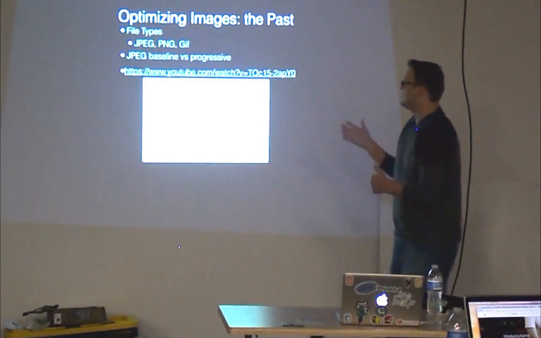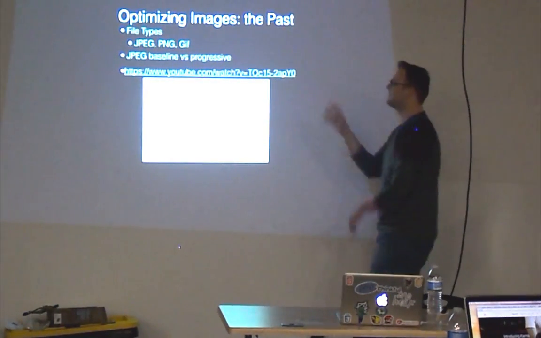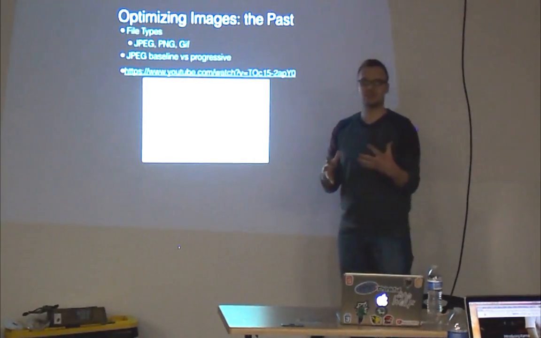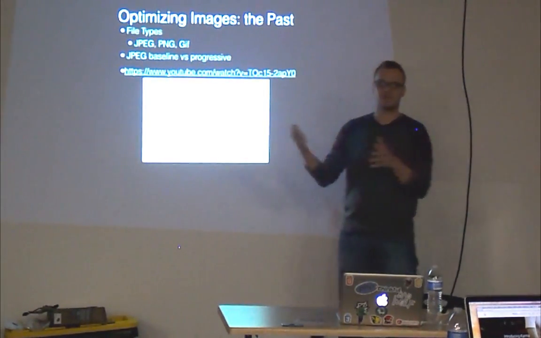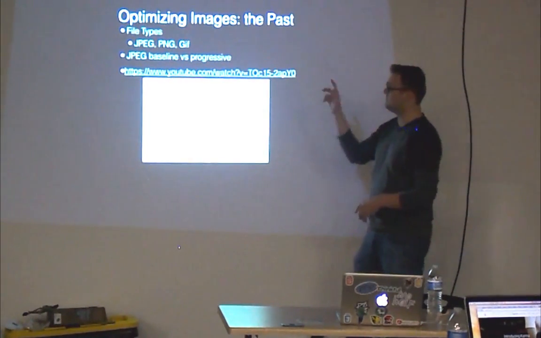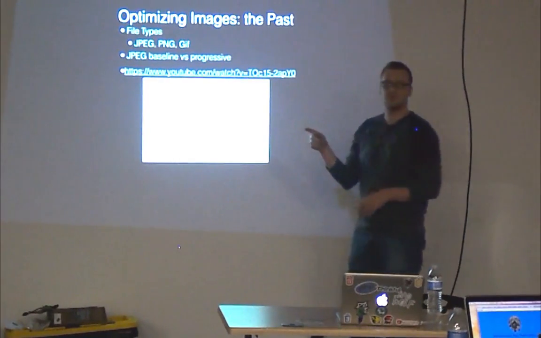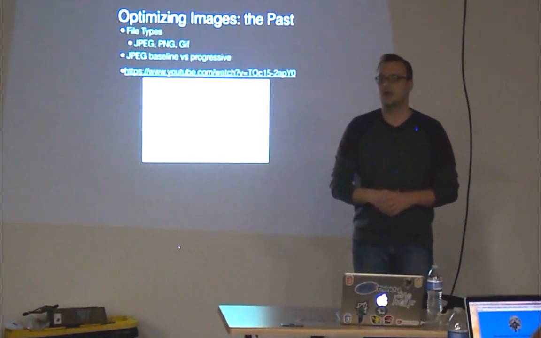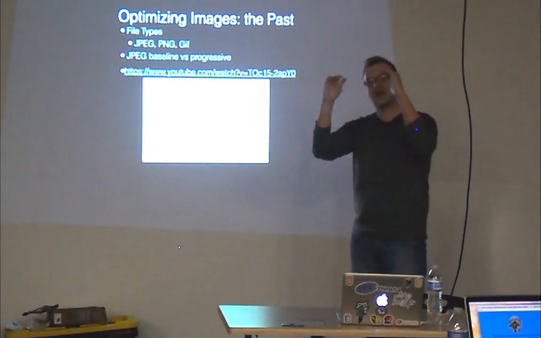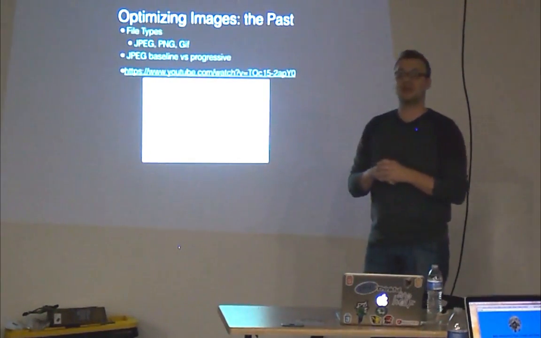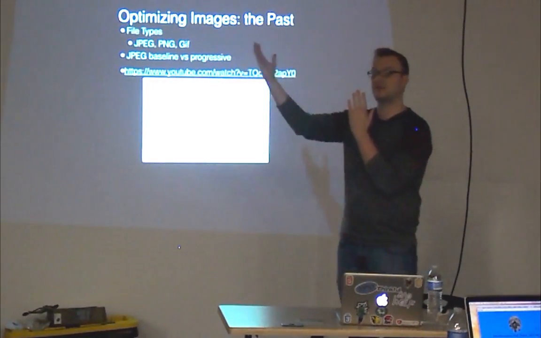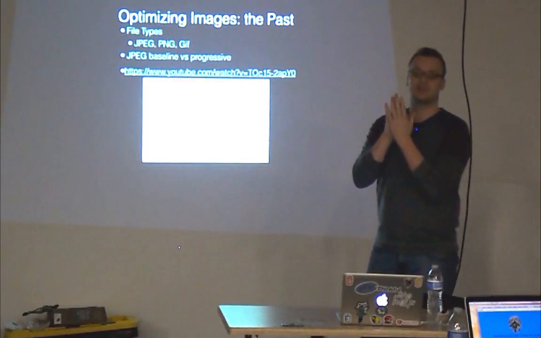So optimizing images, in the past we have generally 3 file types, JPEG, PNG, and GIF. There's also SVGs that have been around for quite a while, but become way more popular nowadays. And with JPEGs, there's 2 different types of JPEGs. There's a baseline JPEG and a progressive JPEG. Baseline is kind of how we saw the old dial-up internet work. It would load line by line. With progressive, it loads the entire image at a lower quality first, and then as the image is downloaded more, it makes that image clear.